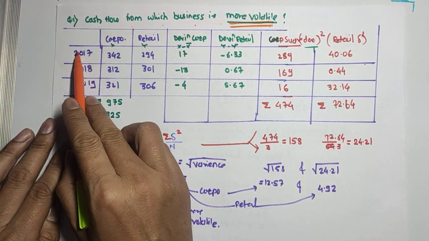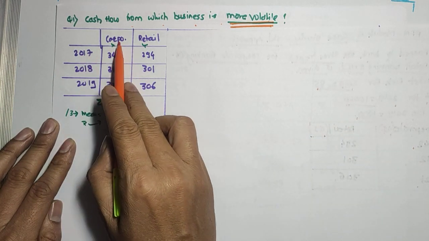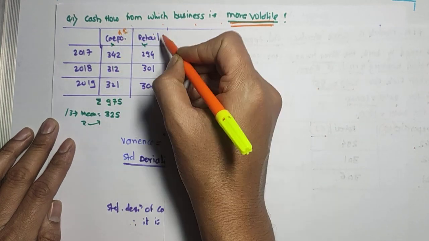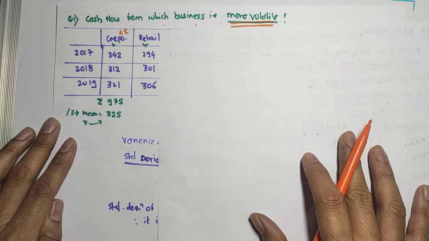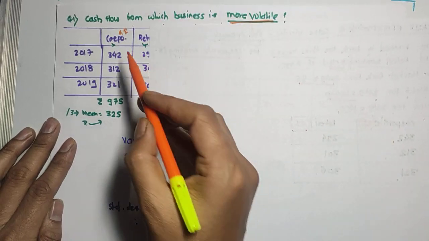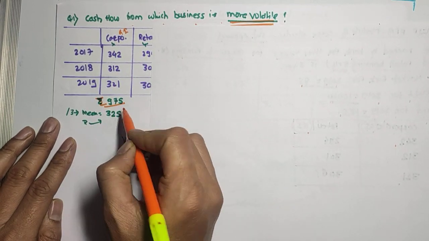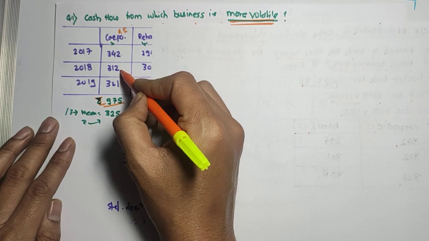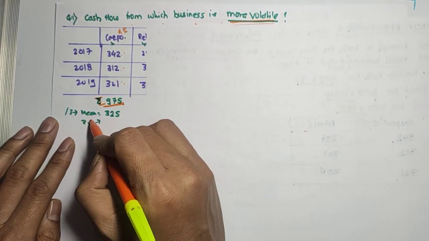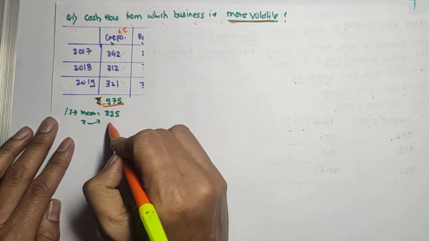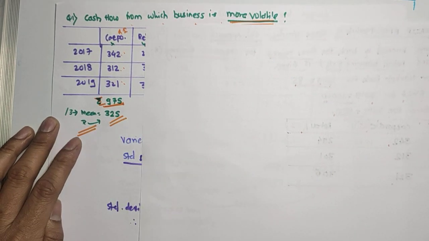See friends, this data is given. That much data they have already given: the corporate gross income and retail gross income for 17, 18 and 19. So what we have to do? Just do the summation of all. After that you have to find the mean. When you add all these, you will get 975. When you divide it by 3, that means total 3 variables, you will get 325 as your x bar. That is the mean, right?